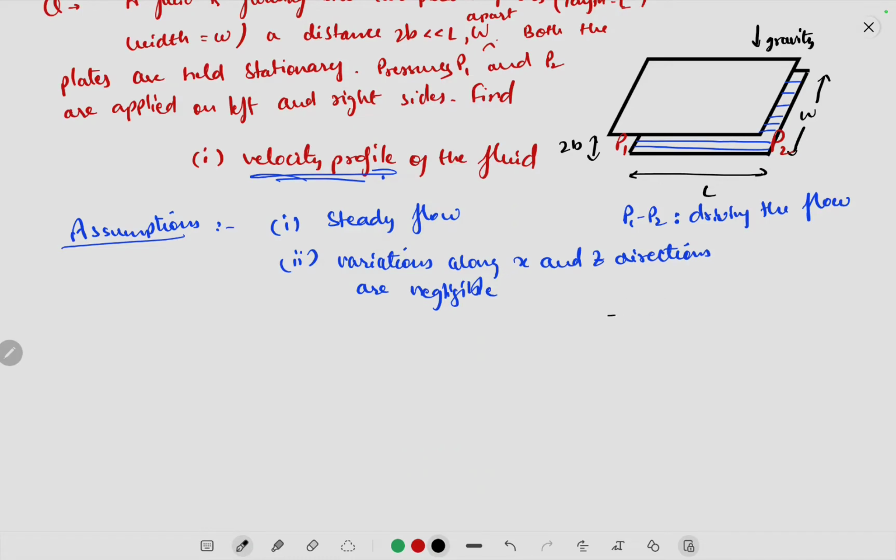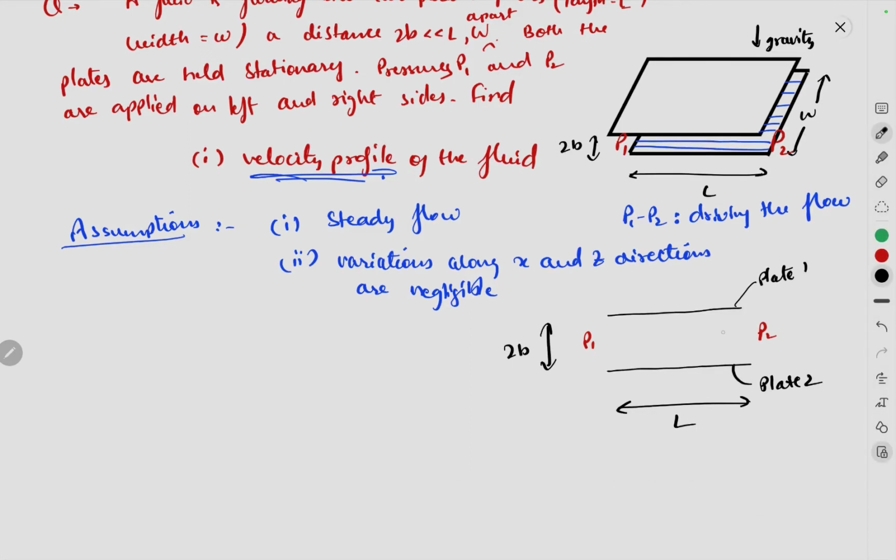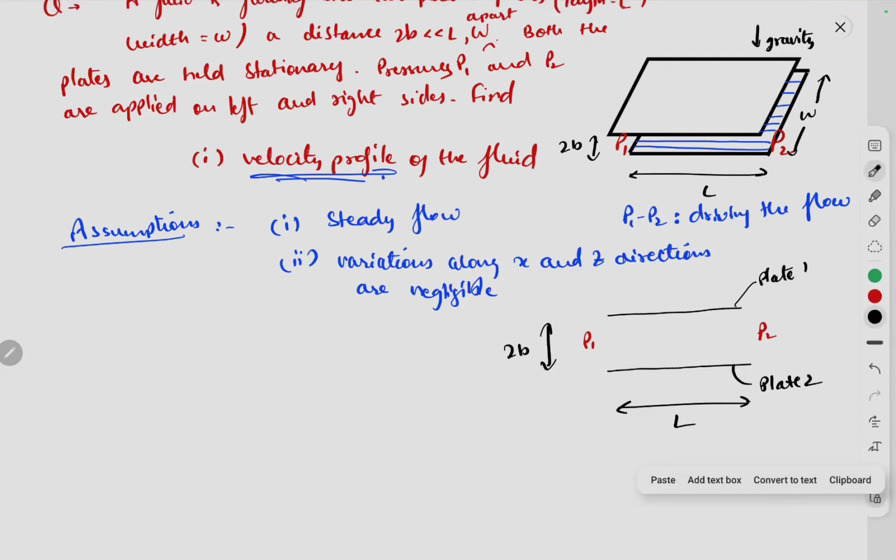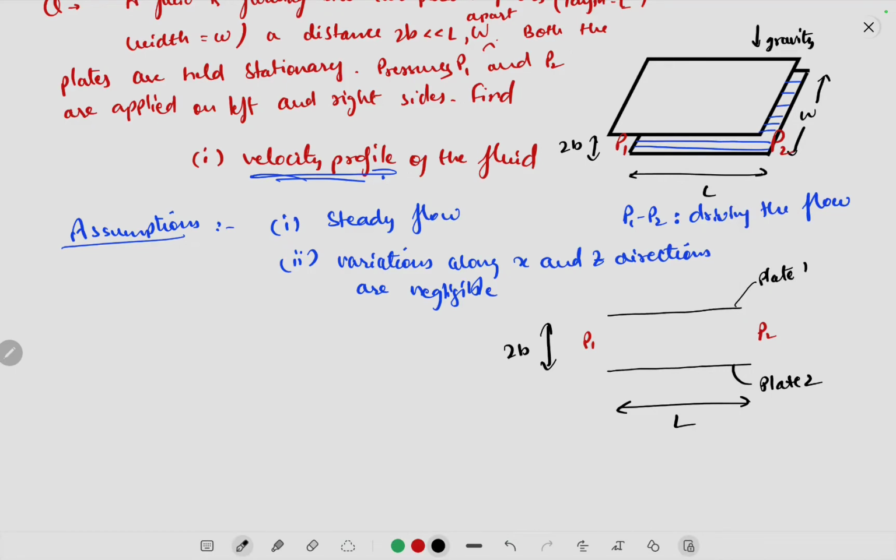So the side view will look like this. This is my pressure P1, this is my pressure P2, these are my two plates. This is plate 1, this is plate 2, the length is L, this is 2b. And W is the width, which is into the plane.